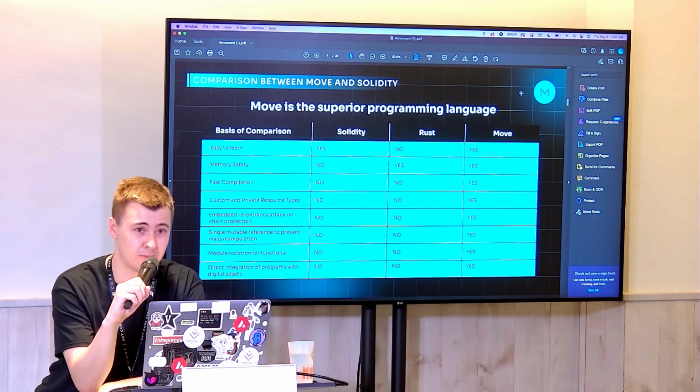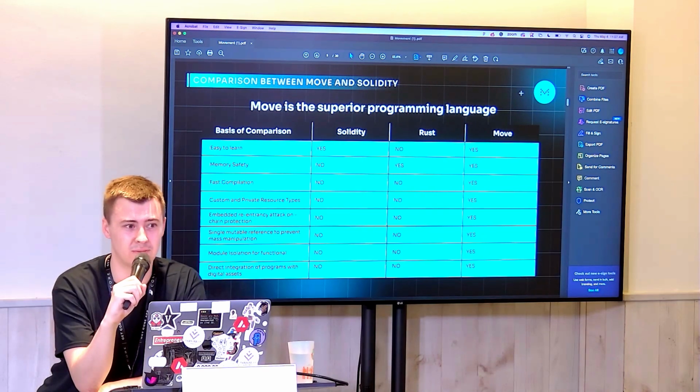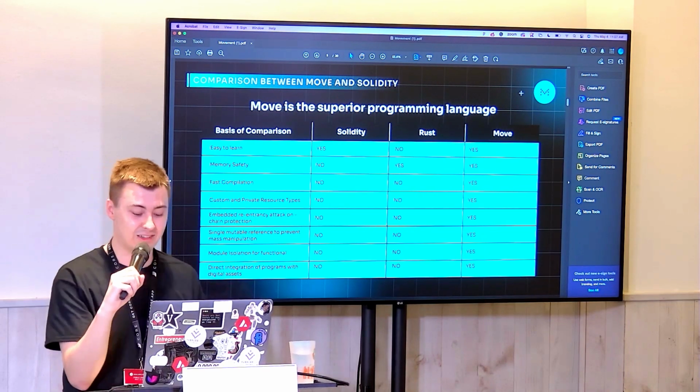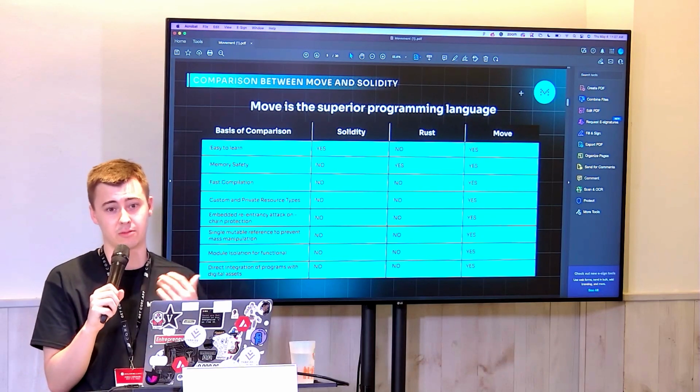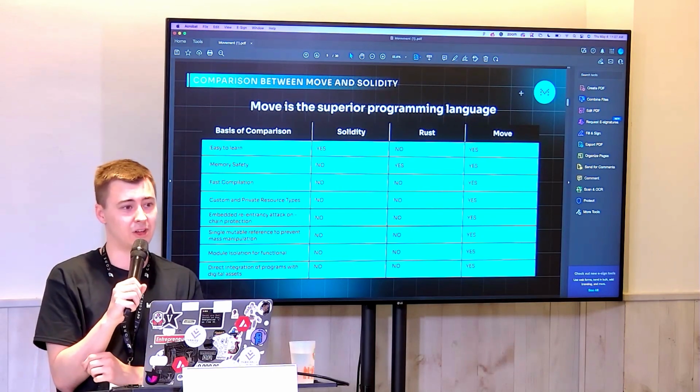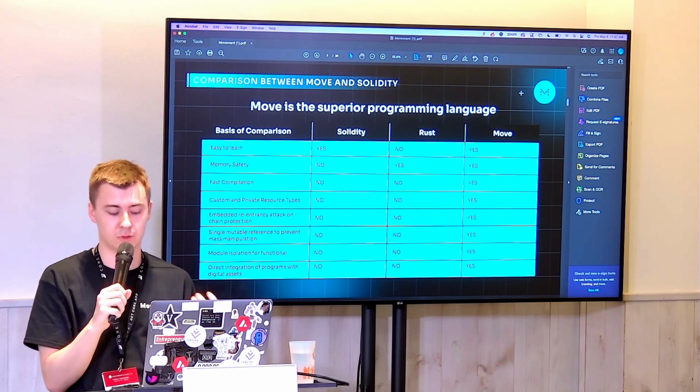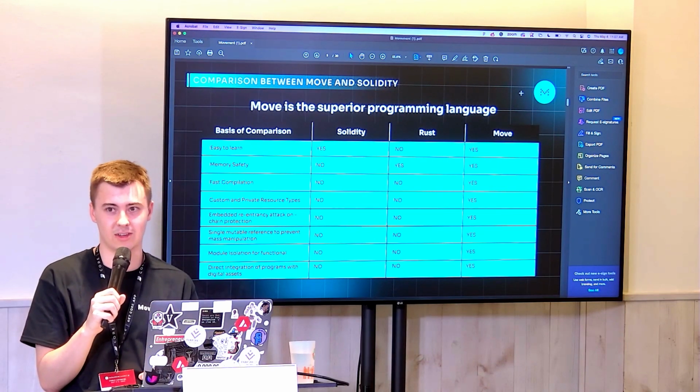It has a lot of other baked-in security features as well. So it's a very powerful language to build with. It's more intuitive from a development experience and much more secure than existing languages on the market.